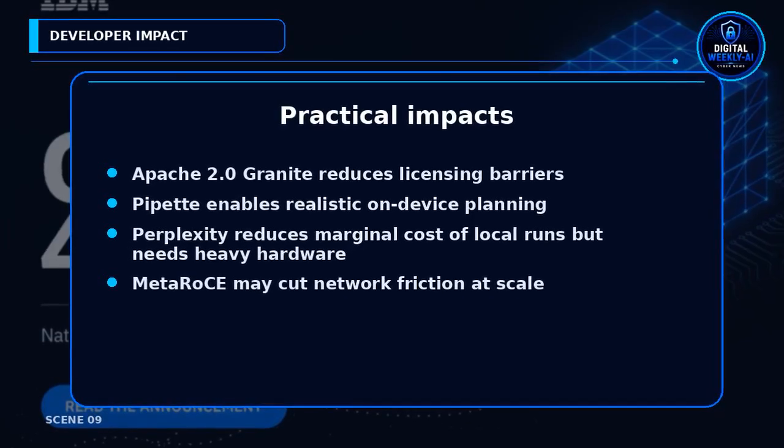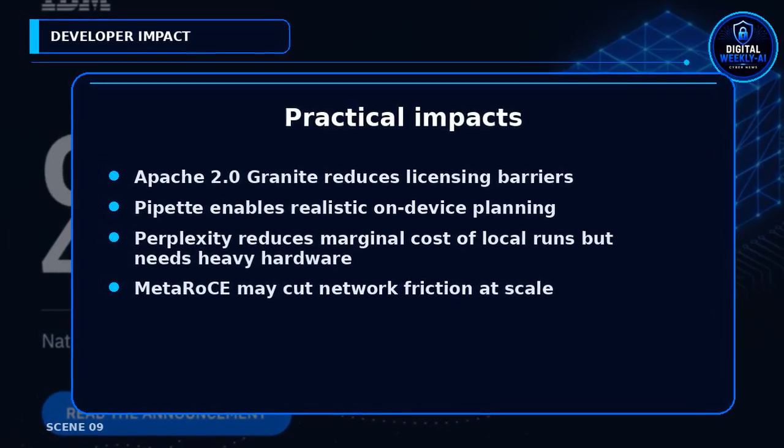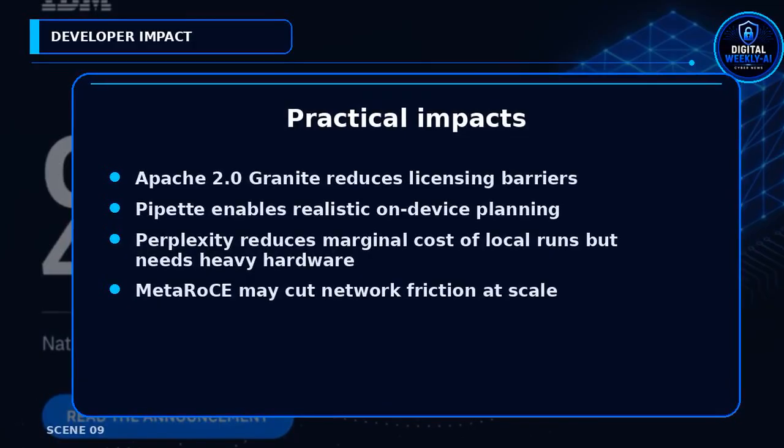These announcements change engineering choices. Granite 4.2 under Apache 2.0 lowers licensing friction for deployable reasoning models. Pipette helps mobile teams predict on-device performance across quantization and runtimes. Perplexity offers a packaged local-first path, but requires GB10 class DGX Spark or an RTX GPU with 24 GB of VRAM. DGX Spark installs require the GB10 superchip, 128 GB of memory, and at least 1 TB of storage. MetaRoCE highlights transport layer evolution for large clusters.